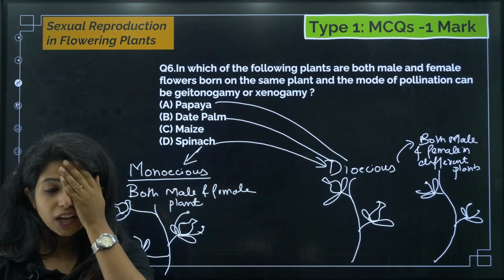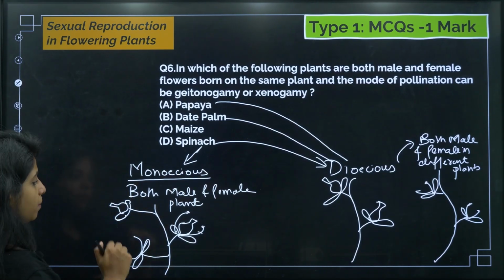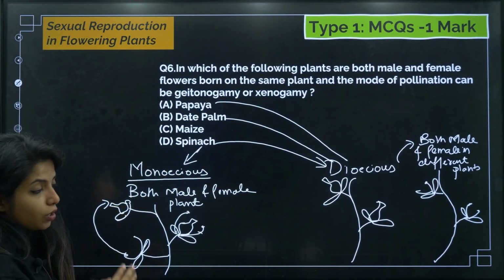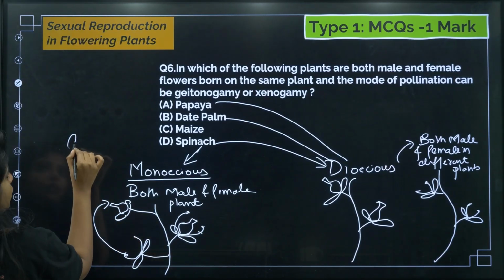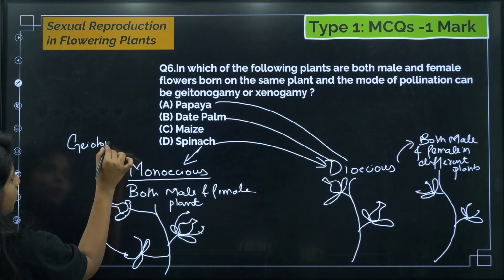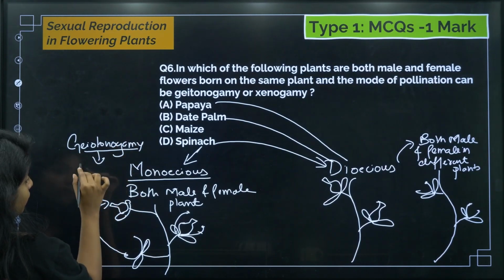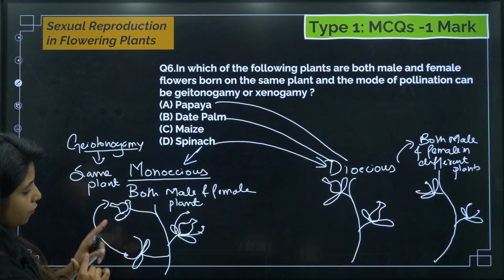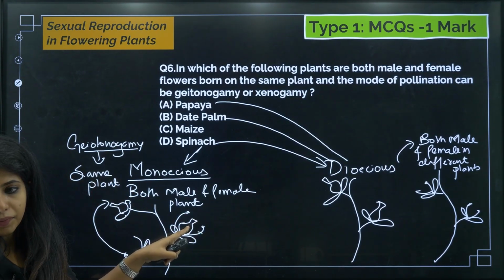What do you mean by geitonogamy? Geitonogamy is when in a single plant, things are going from the male part to the female part. It's not different plants, it's the same plant. Geitonogamy is when everything is happening in the same plant, from the male part to the female part.